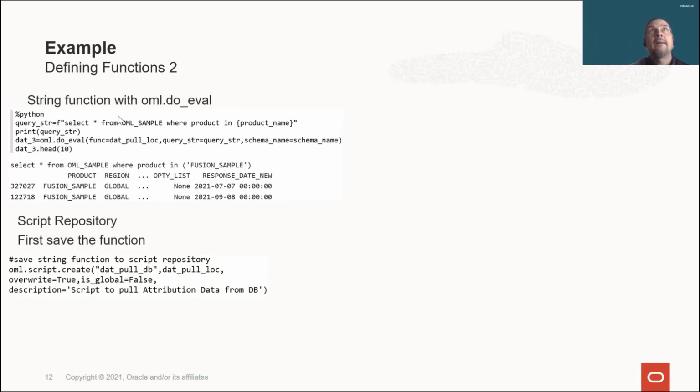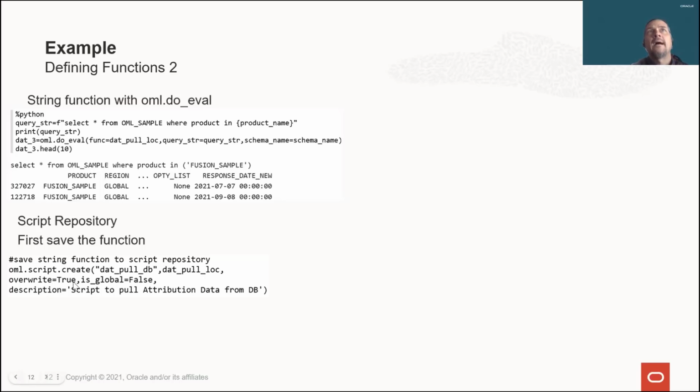Now, the last option is we can use the script repository. And so what I'm doing here is I'm using script create to create the function dat_pull_db in the script repository. It's using dat_pull_loc as the function that it's creating. Dat_pull_loc, remember, is my string version of the function.